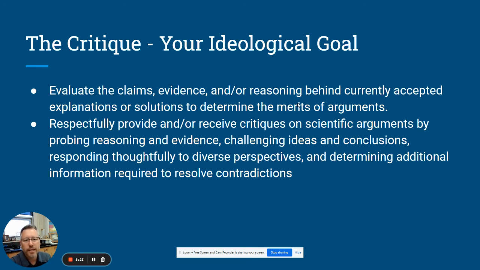So your critique looks like this. First, you're going to evaluate, hang on, wrong slide. These are the ideological points. So this comes from your science and engineering practices. You guys can read the screen, but we're going to evaluate the claims, right? We're going to look at their evidence. Does the claim match the evidence? That's really important.